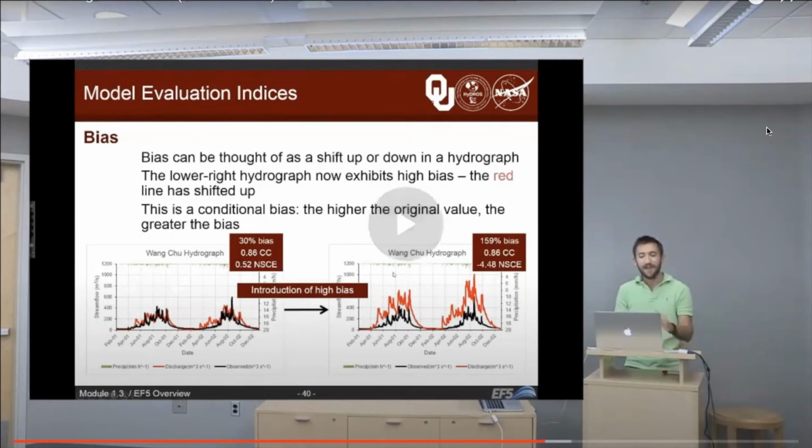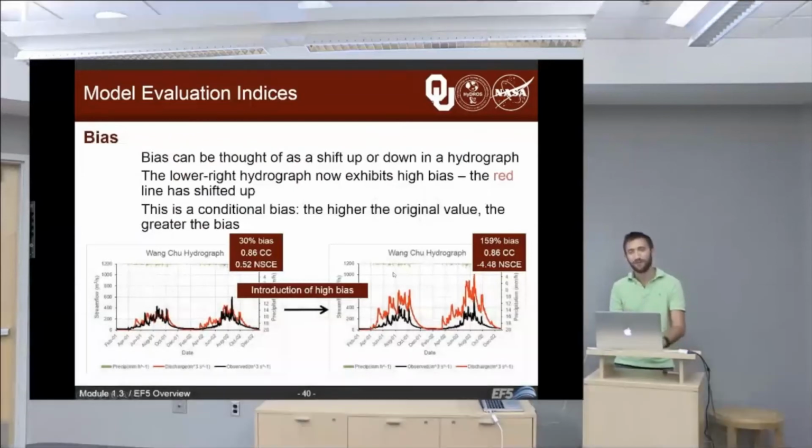159%. The CC and the Nash, those are two other model evaluation indices that we'll talk about in just a moment. But the reason they're shown here is to show you that bias and correlation coefficient are mostly independent from one another, but Nash is not. It requires both the bias and the correlation coefficient to be good or adequate.